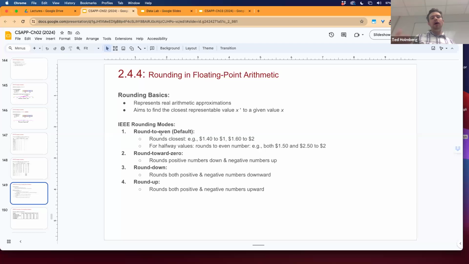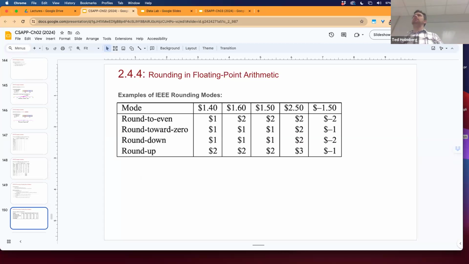Round down means that both positive and negative numbers go downward, and round up means both positive and negative numbers round upward. Okay, these are text descriptions. I have another slide that actually gives examples. Let's look at the examples and make sure everyone understands the behaviors, because as we stated, rounding is a critical part. It's a fundamental part. It's an inherent part of floating point representation for doing operations, which is crazy, right? We already said that just taking a floating point representation was already lossy. And now what I'm saying on top of that is operating on two floating point representations is even more lossy.